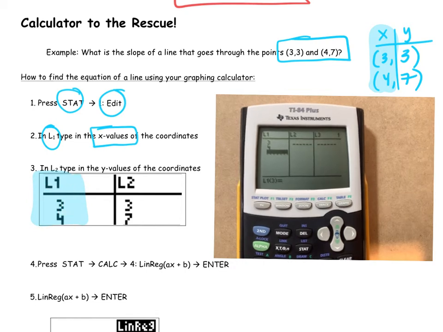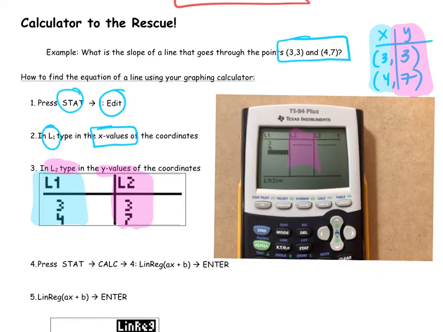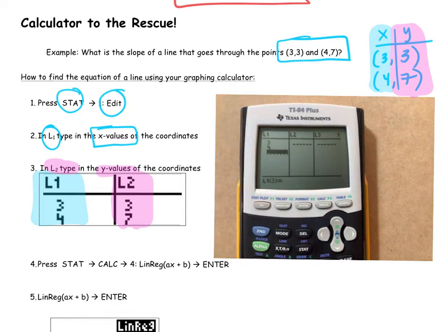Now we want to take a look at L2. L2 are going to be the y values. So in L2, I'm going to enter the y values. That's going to go right here. I go over to the right, hit the right-hand arrow, 3, enter, 7, enter. Okay.